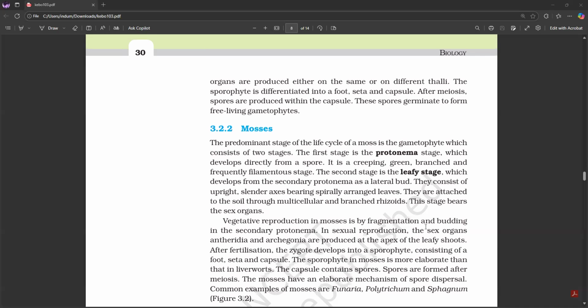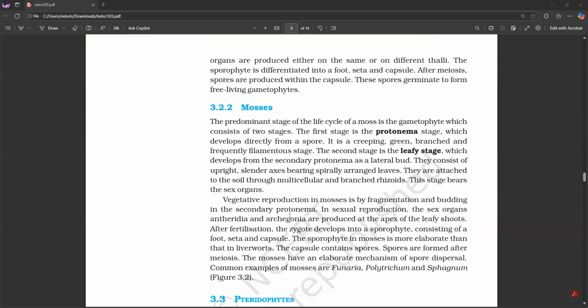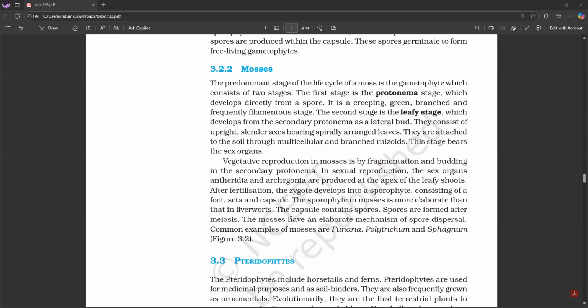3.2.2 Mosses. The predominant stage of the life cycle of a moss is the gametophyte, which consists of two stages. The first stage is the protonema stage, which develops directly from a spore. It is a creeping, green, branched, and frequently filamentous stage. The second stage is the leafy stage, which develops from the secondary protonema as a lateral bud. They consist of upright, slender axes bearing spirally arranged leaves. They are attached to the soil through multicellular and branched rhizoids. This stage bears the sex organs.